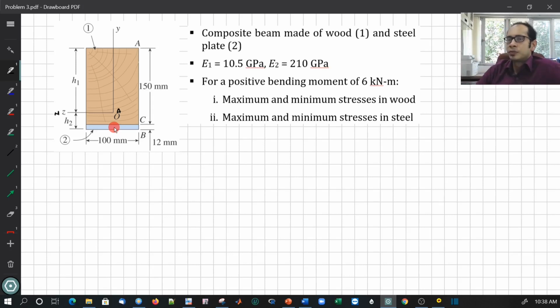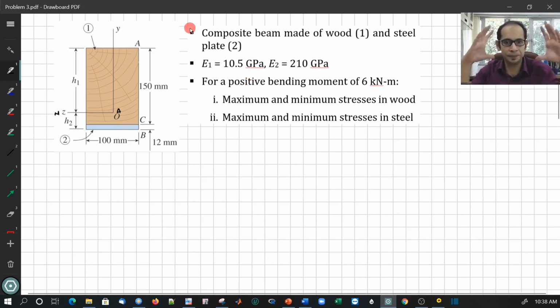Remember that the first step of using the method of transformed sections to solve composite beams is to calculate the modular ratio. Before we start punching in the numbers, we are going to take this beam, which is made partly of wood and partly of steel, and transform it to a beam made of one single material. There are two ways to do it. You can either transform the wood to the steel, or you can transform the steel to the wood.